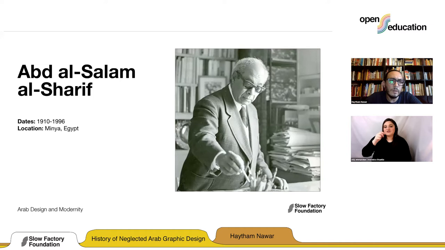And Abdesalam Sharif is the first name that we found through our research from Egypt and the Arab world who took this profession from the foreign community that had been working in Egypt. If you remember, I mentioned before that there were Greeks and Italians working in the industry of magazine and newspaper publishing, as well as the cinema. So Abdesalam Sharif was one of the first Arab/Egyptian names working in this industry.